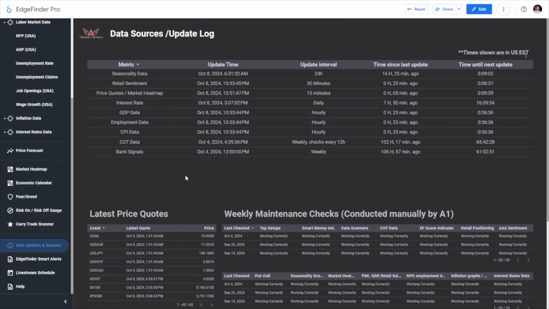The EdgeFinder runs on a large set of data pulling scripts and software, and we have a full team behind the scenes dedicated to keeping this thing up to date, working, and again, constantly being maintained.